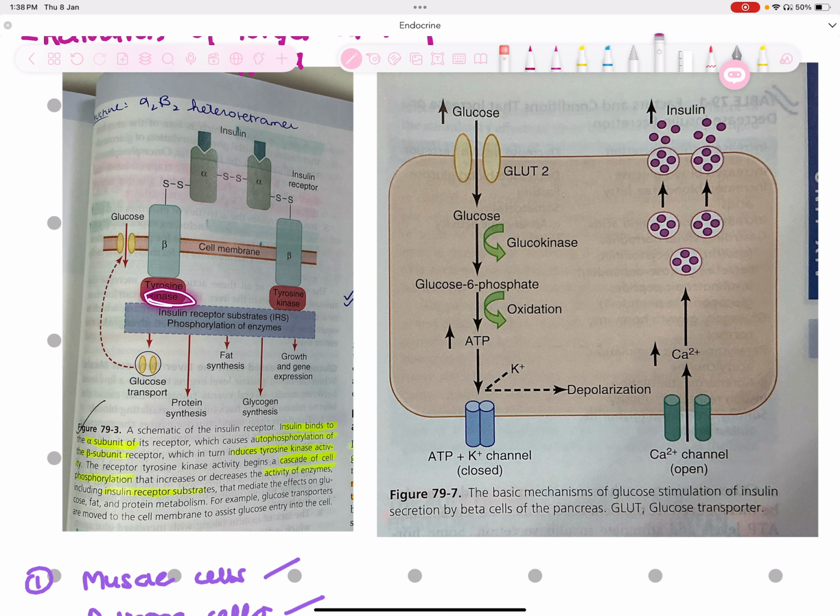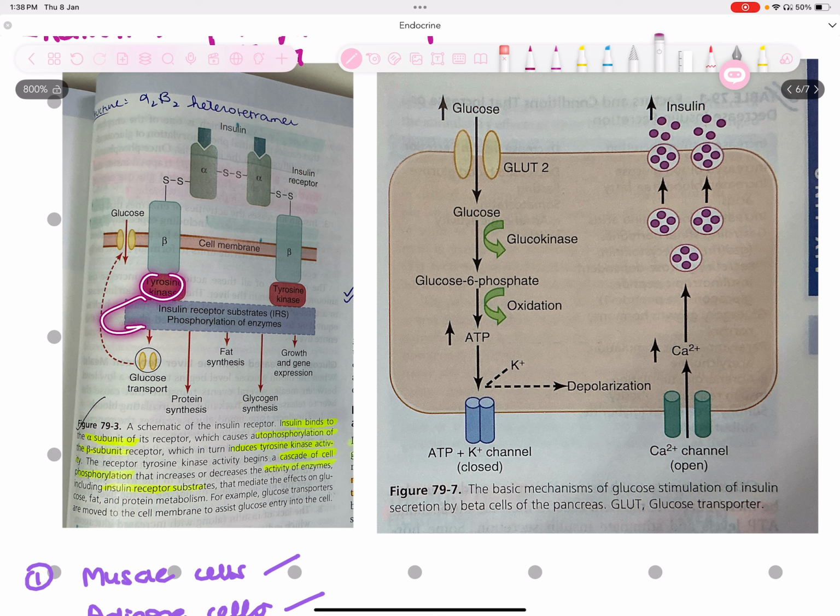What's the function of kinase? Kinase basically phosphorylates any other molecule that's present. So tyrosine kinase is going to phosphorylate IRS, which is insulin receptor substrate. These are basically intracellular enzymes present within the cell, of course. This entire group of enzymes is going to get phosphorylated and activated, and it's going to help with the metabolism of glucose, fat and protein.